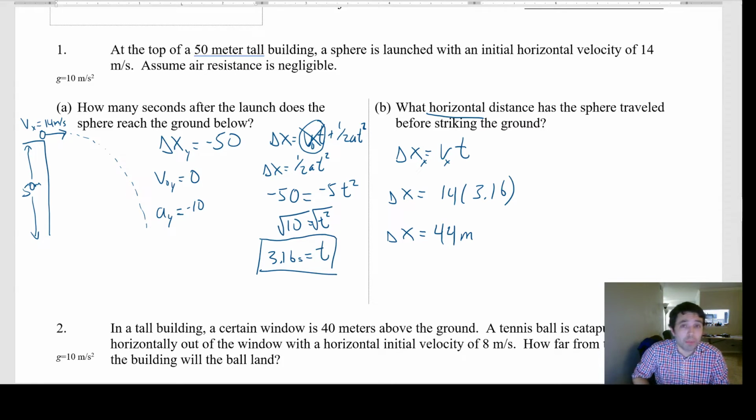Guys, if you want practice problems, seriously, go to masteringphysics.com, go to the textbook, go to chapter 3, and do the odd numbered ones because the answer's in the back of the book. That's why I gave you Mastering Physics at the start of the year, right?